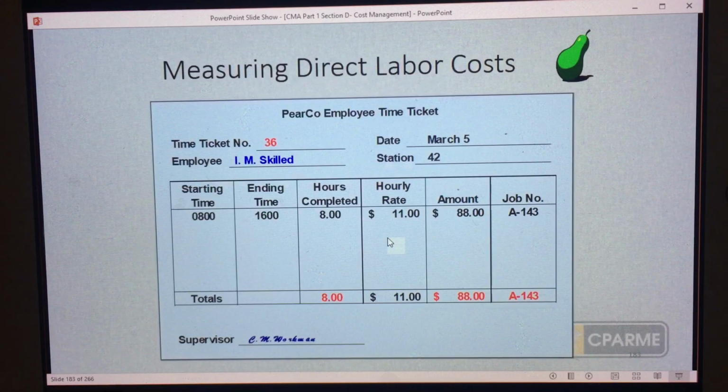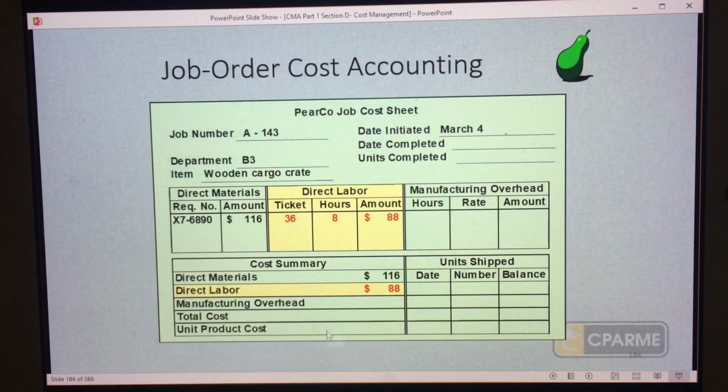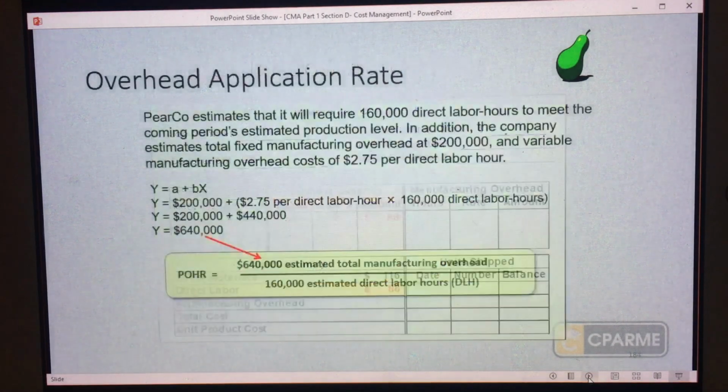This one is for the labor cost. Again, you have a time ticket for the people involved in the completion or manufacture of that product, and it should be charged again to the job. So there is a different form for materials and a different one for labor. And you are going to post it again on the job cost sheet, showing how many hours were entailed to make that item.